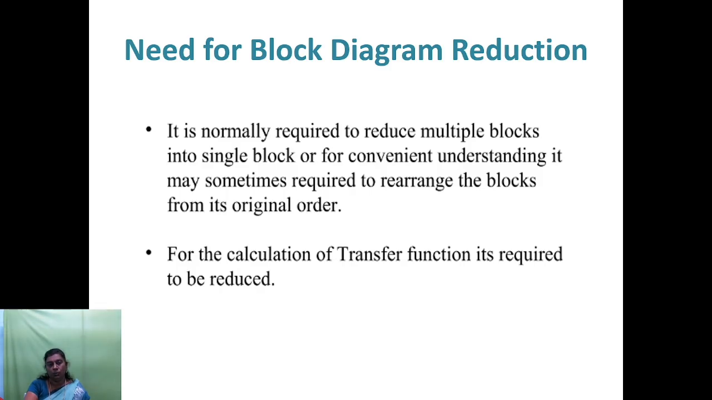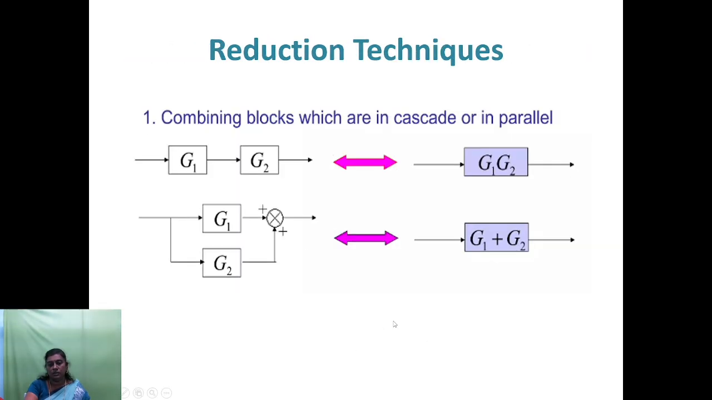Next we are going to see what is the need for block diagram reduction. Usually the block diagram consists of multiple blocks. As I have already told you, we have to convert these multiple blocks to a single block so that it will give the overall transfer function of the system. In order to analyze the system, we need to find the transfer function of the system. So the main objective of block diagram reduction is to get the transfer function of the given system.